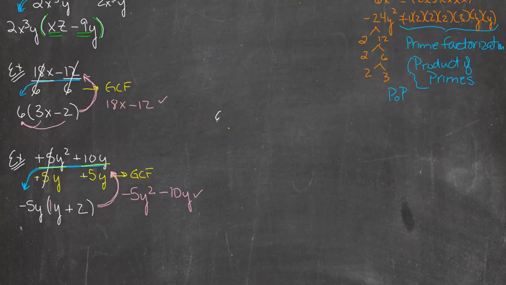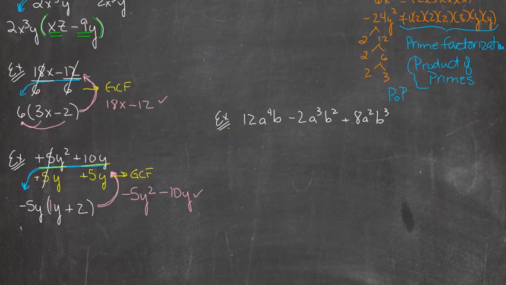All right, let's go out with a bang and do a hard one so we can prove we know what we're doing. 12a to the 4th b minus 20a cubed b squared plus 8a squared b cubed.